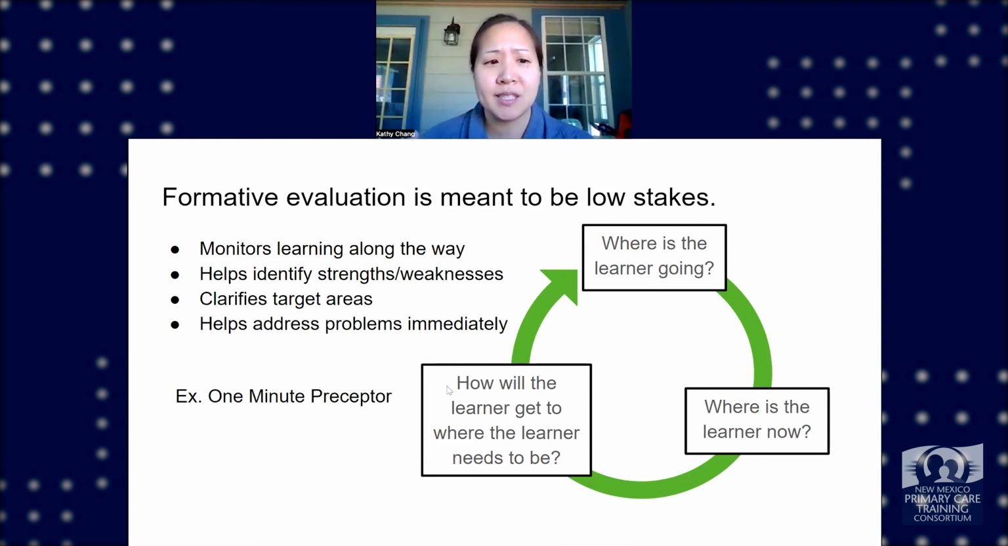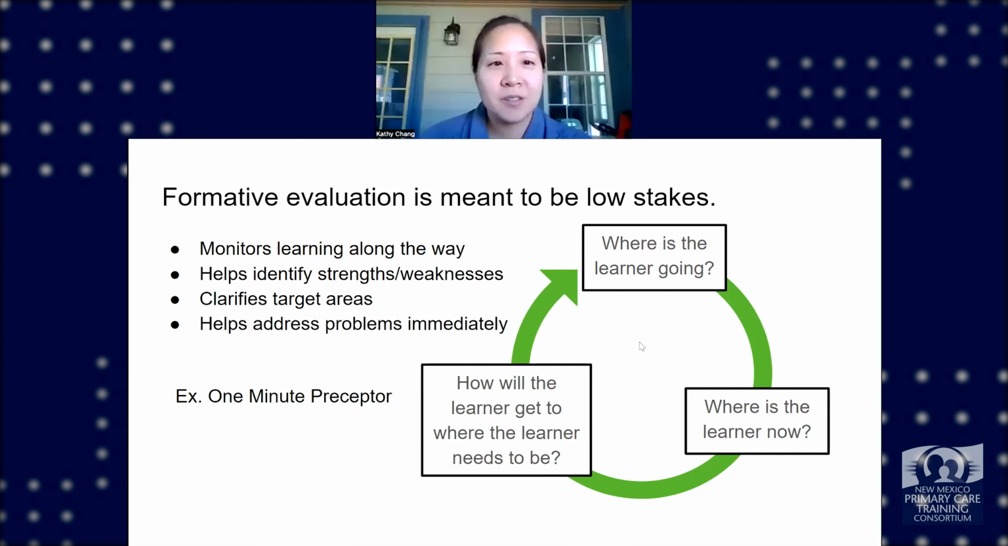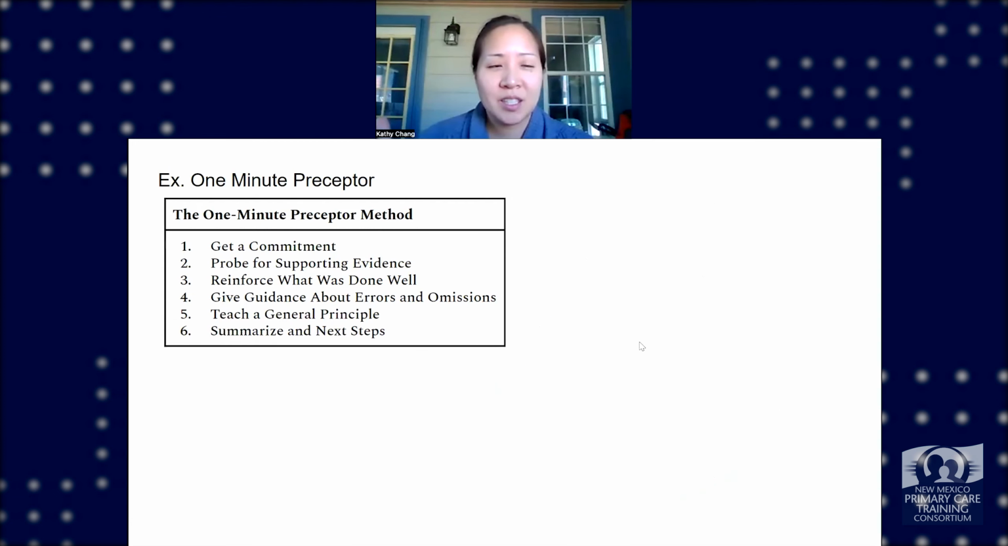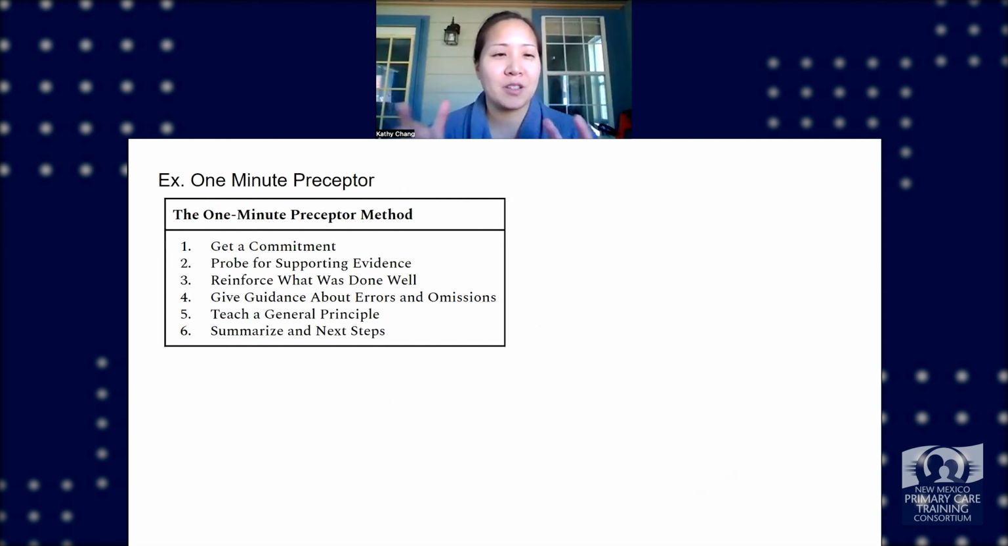So one example of this is the 1 minute preceptor. And is this a familiar concept already? That one I have heard of, but I don't know much about it. Okay, perfect. So this one, it's very simple, meant to be done in 1 minute, right? And if you want to hear more about it, I think 102 or 101, the faculty development session from Dr. Stolberg mentioned some of these different preceptor methods.